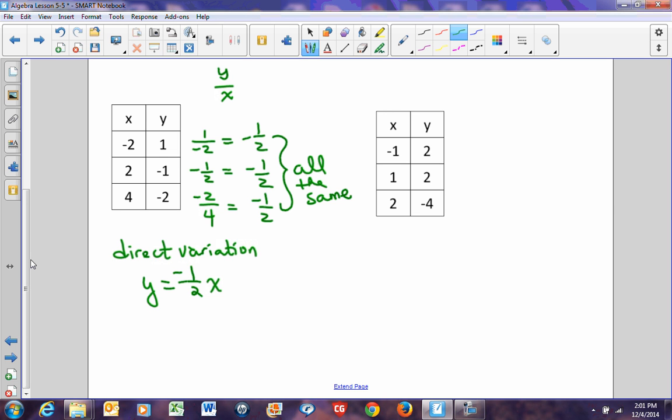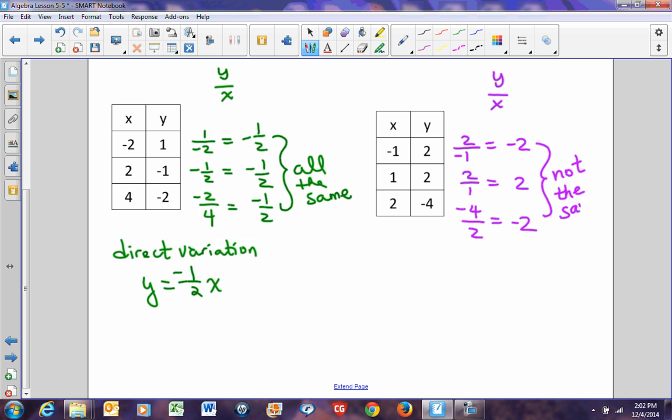Let's look at this second question here. The second table, we're still going to look at the ratio of y over x. So here we have 2 over -1. Here we have 2 over 1. Here we have -4 over 2. This reduces to -2. This reduces to +2. And this reduces to -2. These are not the same. Since they are not the same, this is not a direct variation equation. If they were the same, it would be a direct variation equation, but it's not, so it's not direct variation.